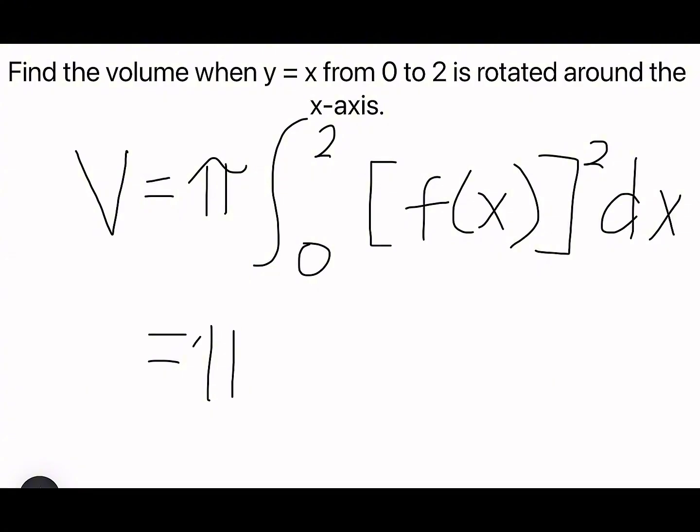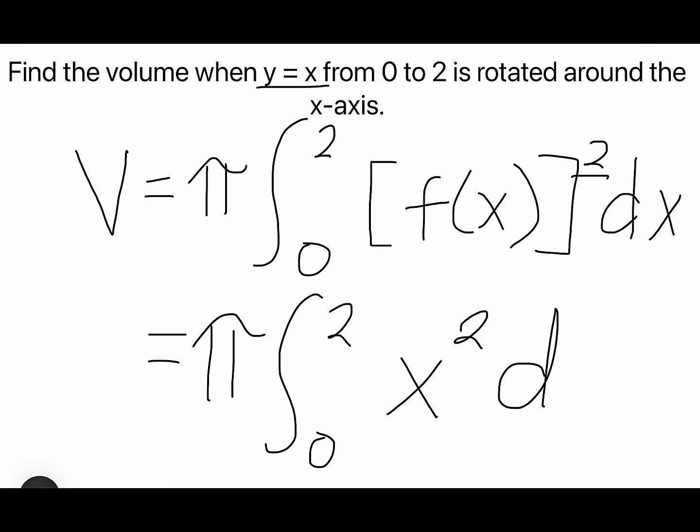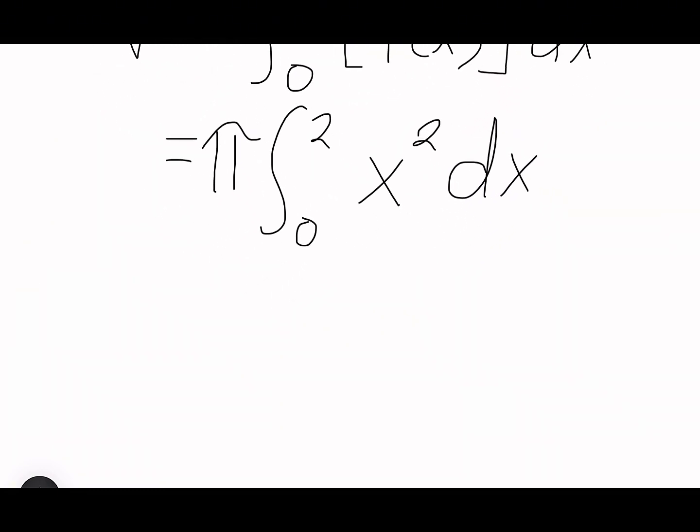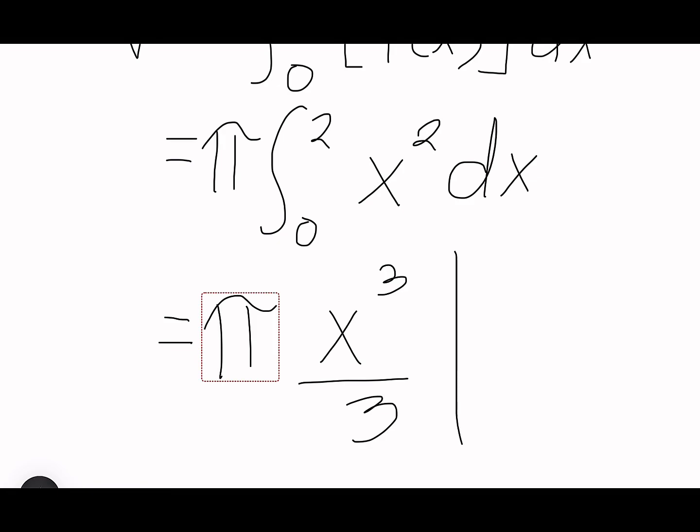Now we're going to substitute what is given in our problem. Copy the pi, integral from 0 to 2. The f of x is equal to y, and y is equal to x, so it's going to be x. Since we have a square here, it's going to be x squared dx. Now we're going to use the power rule. Copy the pi. So x, 2 plus 1 is 3 over 3. And we need to evaluate it from 0 to 2.